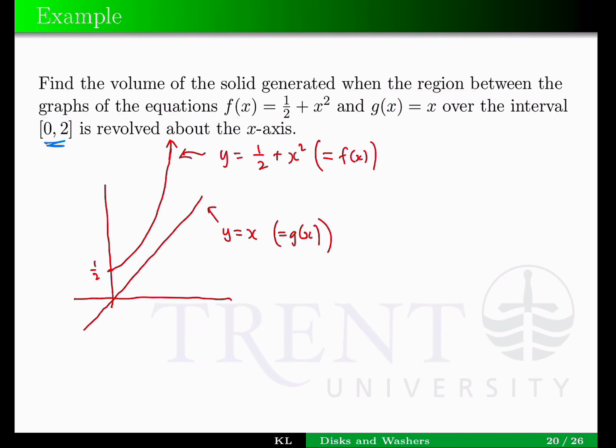And we are considering the interval 0, comma 2. So say this is 0 and say this is 2. Again, not to scale. What's important is we know these boundaries. So we have this and then somewhere up here. So the region that we are considering is this one here. So now we want to find the volume of the solid of revolution if this region is revolved about the x-axis.